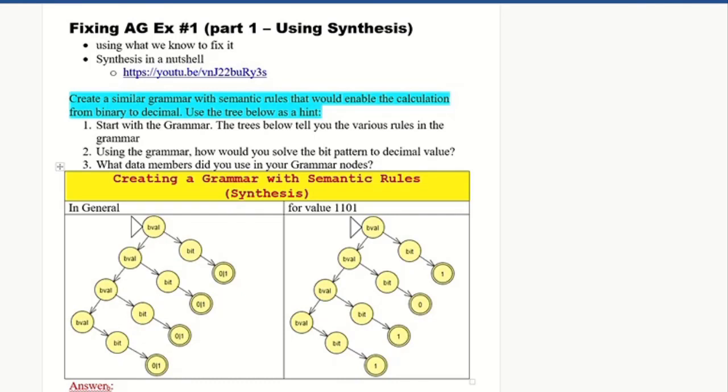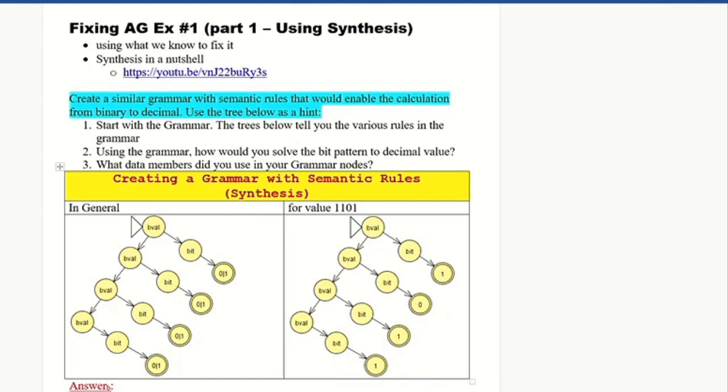Number three is what data members do you use in the grammar notes? Yes, I know, I skipped two. Think about it as a programmer. All of you are either in data structures or have been in data structures. If you were to pass information in a linked list, what data members would you use in order to pass that information? Don't make this hard either.